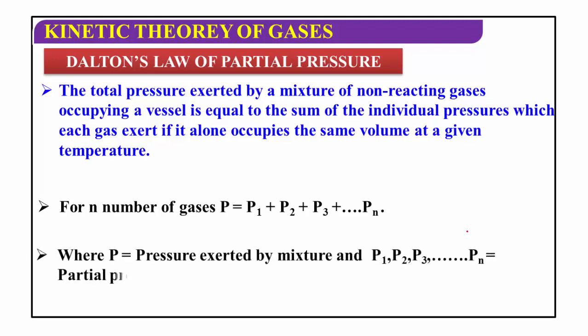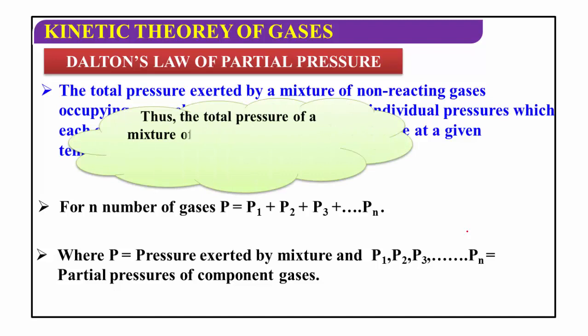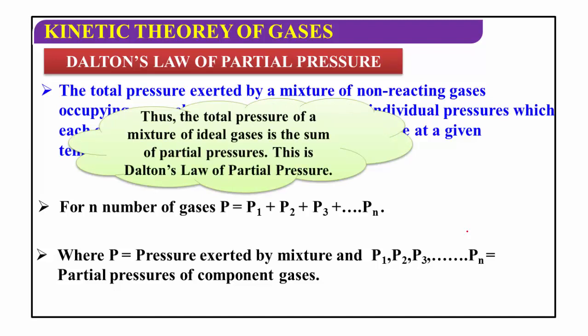Here P is the pressure exerted by the mixture, and P1, P2, P3 and so on up to Pn are the partial pressures of the component gases. Hence, the total pressure of a mixture of ideal gases is the sum of partial pressures. This is Dalton's law of partial pressure.